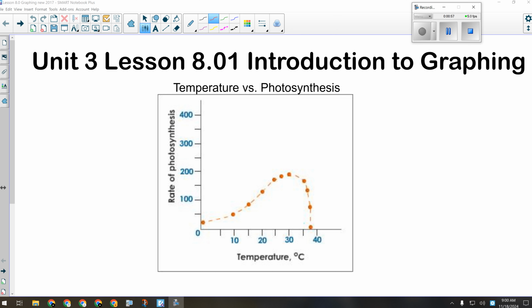So I don't have to read some really, really long, complex research paper about the biochemical processes that go on inside the chloroplast to know that as temperature goes up, photosynthesis goes up until about 30 degrees and then it just falls off. Okay? So that's the purpose of a graph, is to concisely show the relationship between the manipulated variable and the responding variable in an experiment.